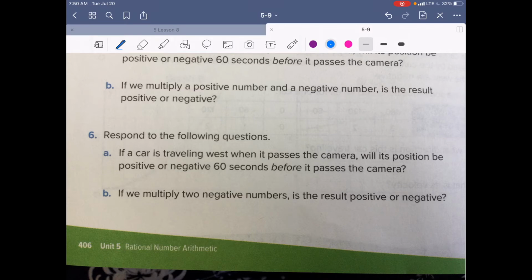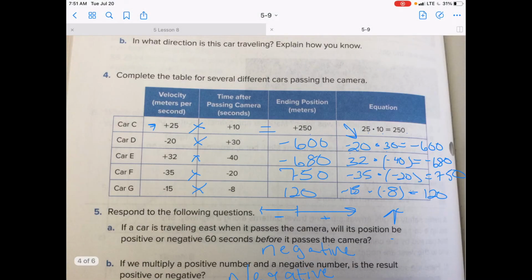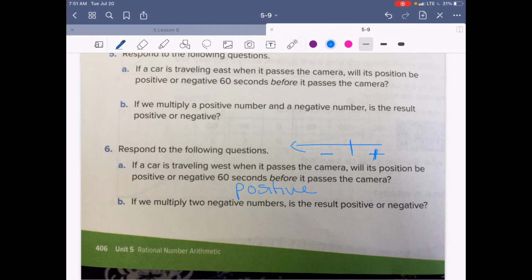All right, let's go and look at question 6. If the car is traveling west when it passes the camera, all right, so this time it's going west. Here's the camera. Will its position be positive or negative 60 seconds before it passes the camera? That's right, it would be positive because over here we have a positive time. So positive. If we multiply two negative numbers, is the result positive or negative? Well, let's go look back at our chart. When we multiplied two negative numbers, we ended up with a positive. So the answer would be positive.